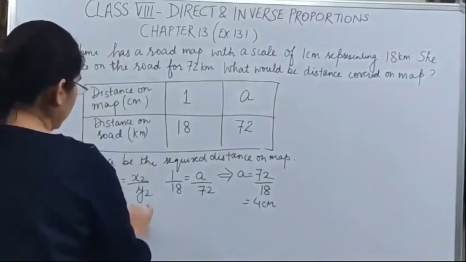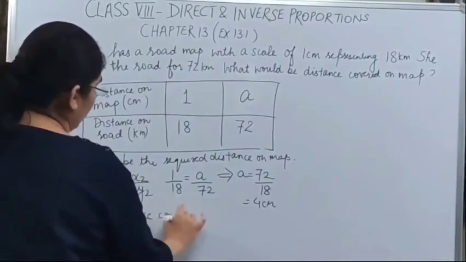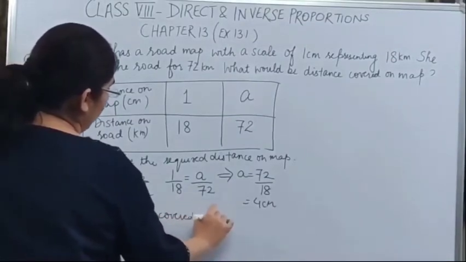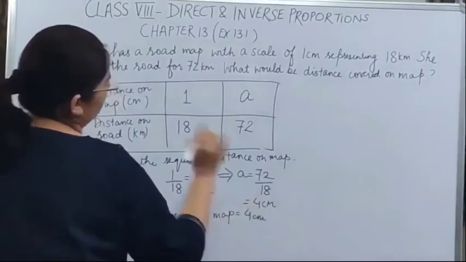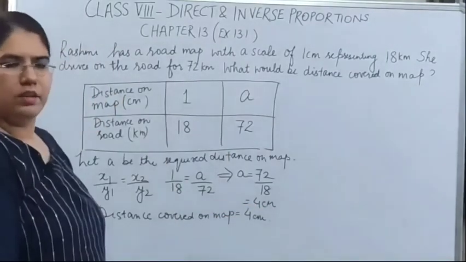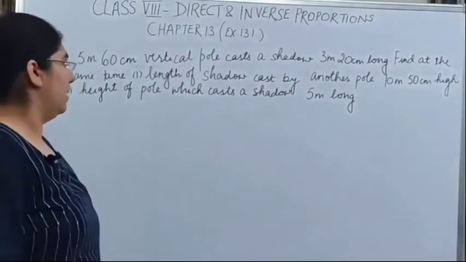Therefore, distance covered on map equals to 4 centimeters. Right? Shall we move on to the next question? Let us see question number 9.